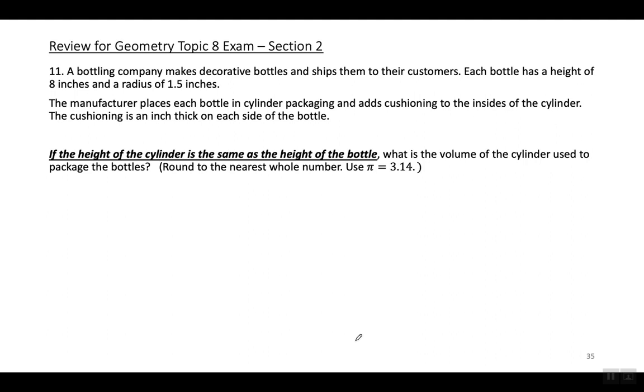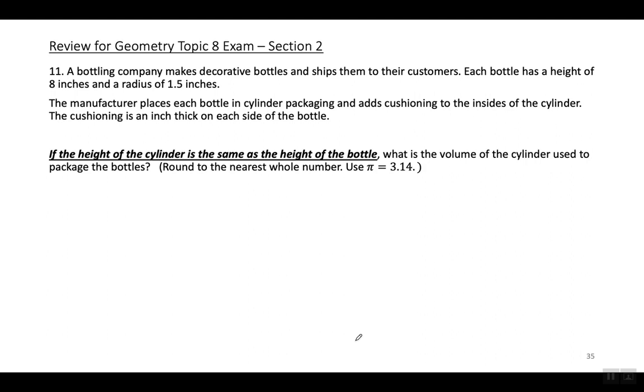All right, question 11. A bottling company makes decorative bottles and ships them to their customers. Each bottle has a height of 8 inches and a radius of 1.5 inches. The manufacturer places each bottle in cylinder packaging and adds cushioning to the insides of the cylinder. The cushioning is an inch thick on each side of the bottle.